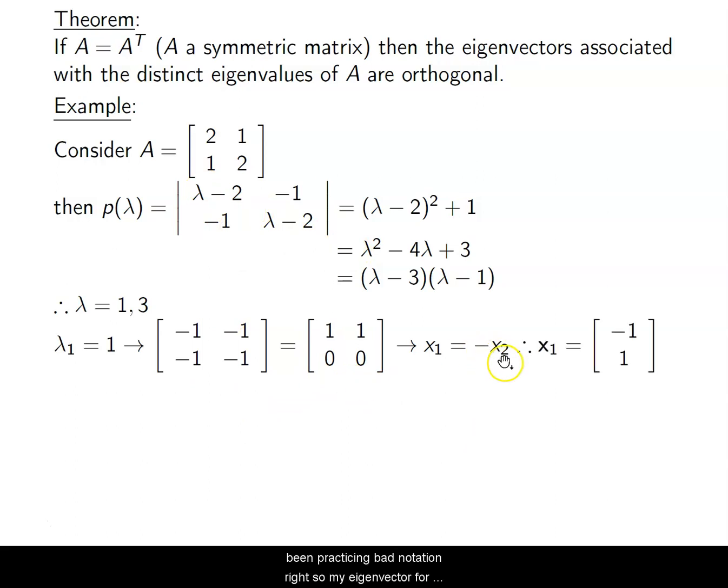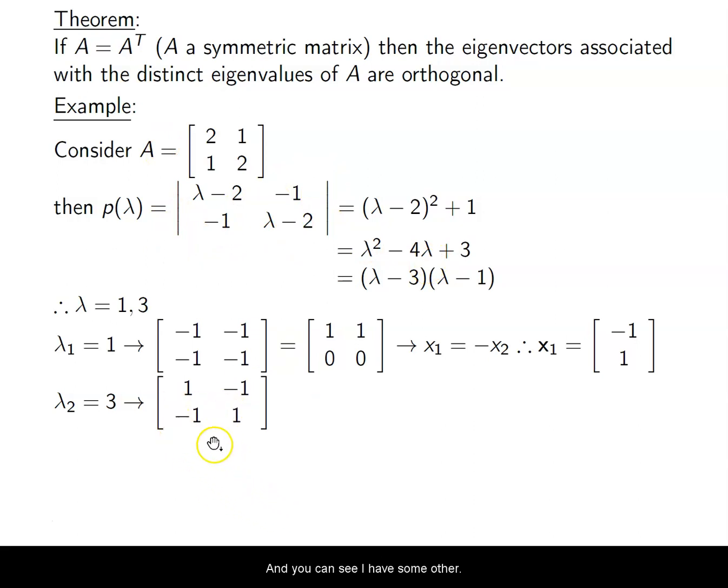So my eigenvector for this eigenvalue is -1, 1, right? When x2 is 1, my x1 will be -1, okay? So I can do the same thing for x2 equals 3. I'm going to take 3 and plug it back into this characteristic determinant system, but not take the determinant.